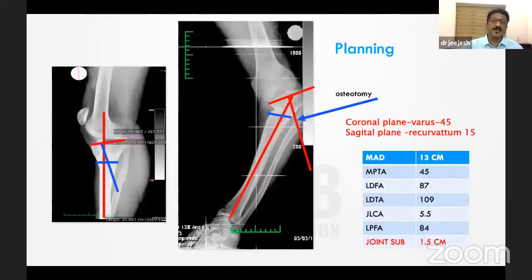So this is a planning where you can see AP and lateral X-rays, where you can see the CORA that is at the proximal region, where the varus angle was 45 and the sagittal plane recurvatum deformity was 15 degrees, as you can see here. If I do an osteotomy at the CORA, that is at the sclerotic region, it is very difficult to do there. So we have to plan according to that.